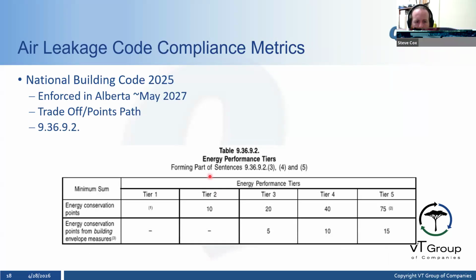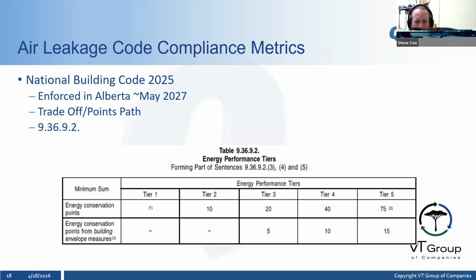Going forward, there is also a performance tier. There's trade-offs and points available. So now they've defined how many points it's going to take you to get through the performance tier using various choices you can make inside the assembly, inside the building construction. So if you need to get to tier two, it's still 10 points. Now tier three is 20, tier four is 40, tier five is 75.